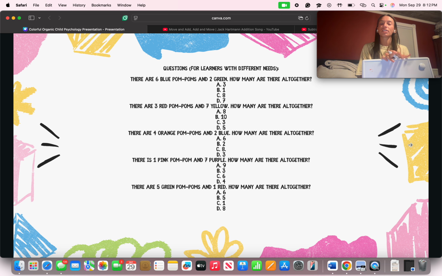For my questions for learners with different needs, the material has been broken down into a simplified version. There are 6 blue pom-poms and 2 green. How many are there altogether? This is how the question setup will be for every question.